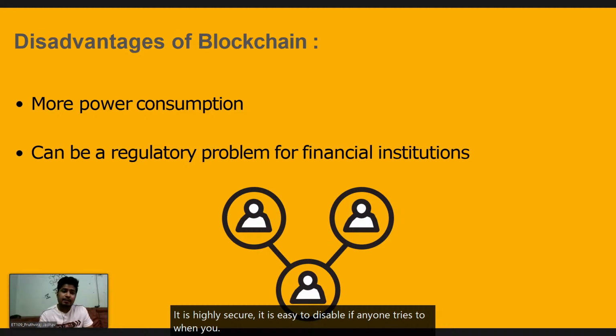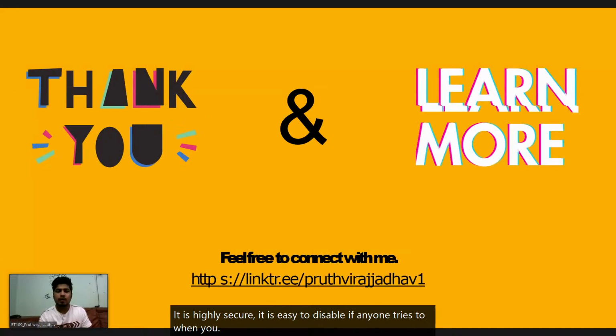And the next point is that it can be a regulatory problem for financial institutions. As there is no centralized peer involved, it can be a problem to track down fraud. If any fraud happens, we can't go and catch one person or bank and ask where is my money. So that is something you should know about.